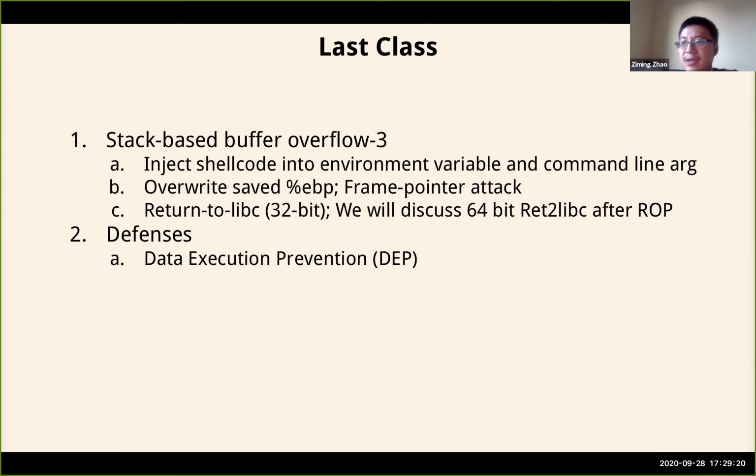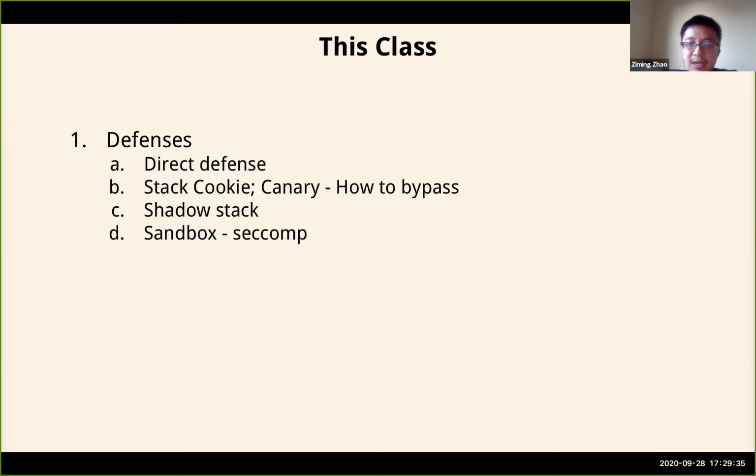and eventually hijack the control flow when the upper layer function returns. To bypass DEP, we also discussed we can use the return-to-libc attack, which we covered in the 32-bit version, and we will revisit the 64-bit version later. And today we are talking about several defense techniques. Actually, we're not going to talk about the sandbox today, which is more like a kernel firewall for system calls. We're talking about that next week.